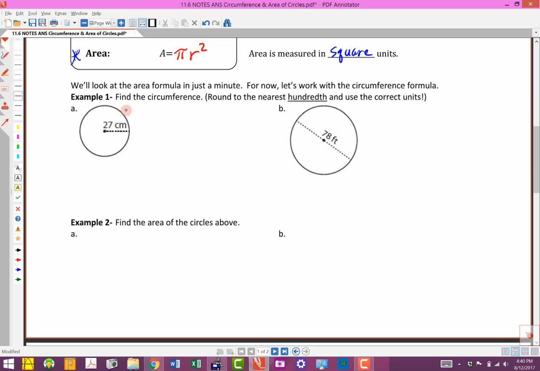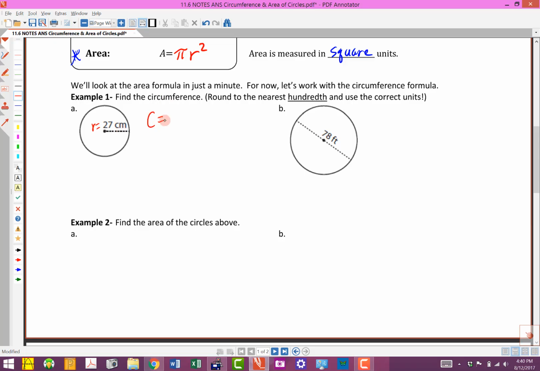Okay, so it says find the circumference and then round to the nearest hundredth and use the correct units. You're going to use your calculator for this. So what we have here is the radius. Notice that we've got this dot in the center and then the line that goes to the outside. So we know that that's the radius. So it says find the circumference.